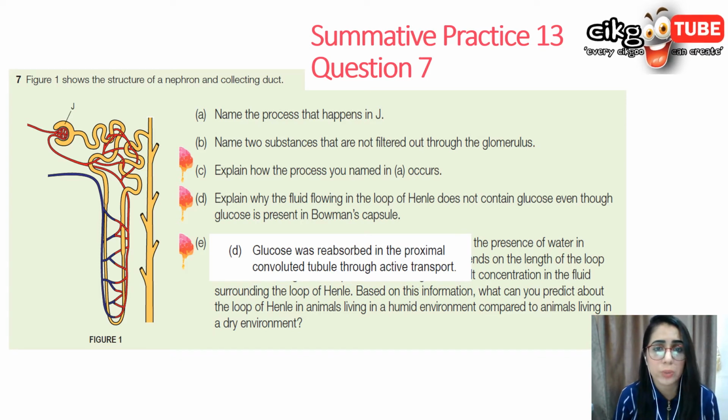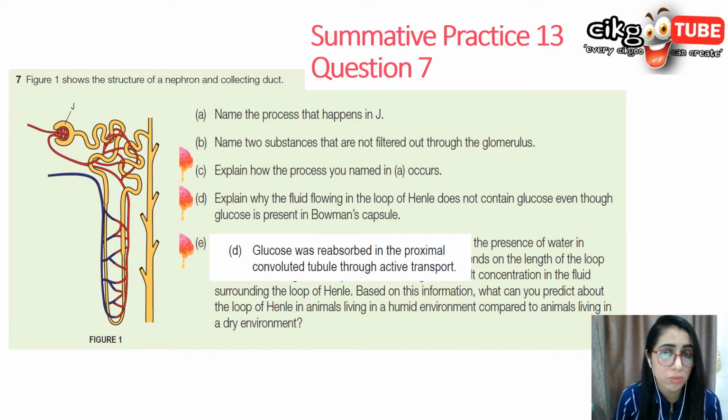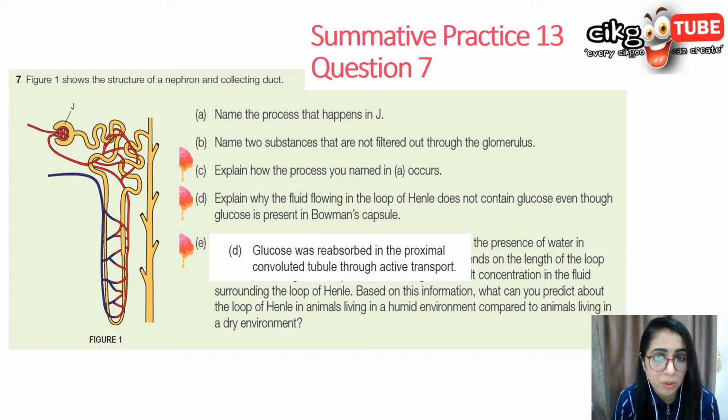Why does fluid flowing in the loop of Henle not contain glucose even though glucose is present in the Bowman's capsule? Glucose was reabsorbed in the proximal convoluted tubule through active transport.